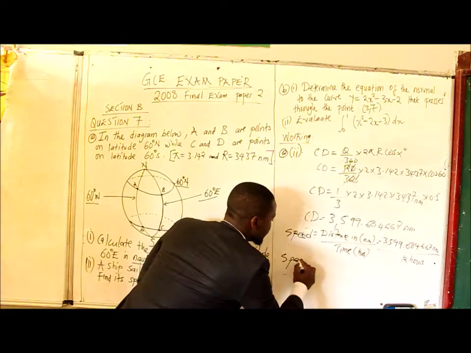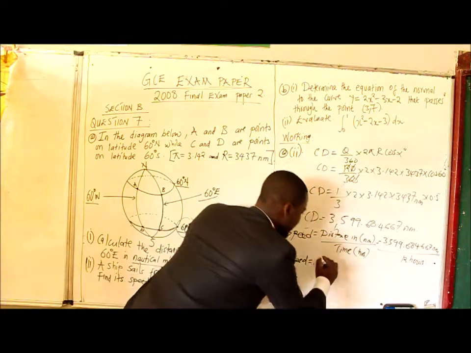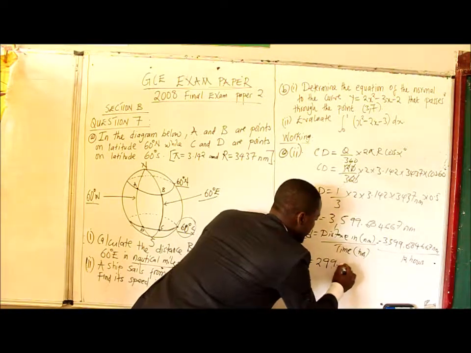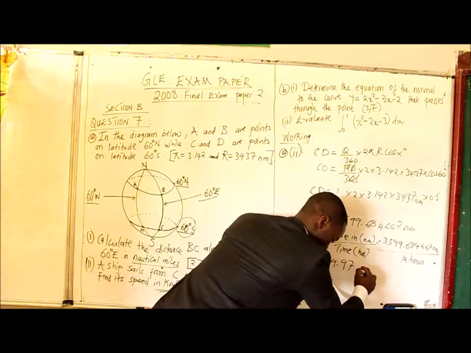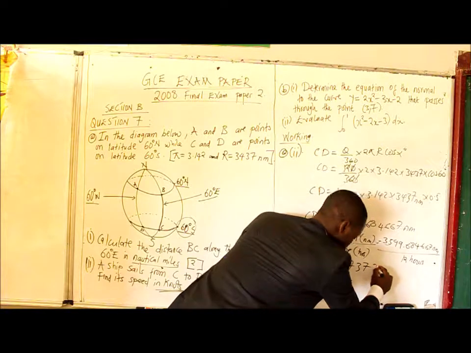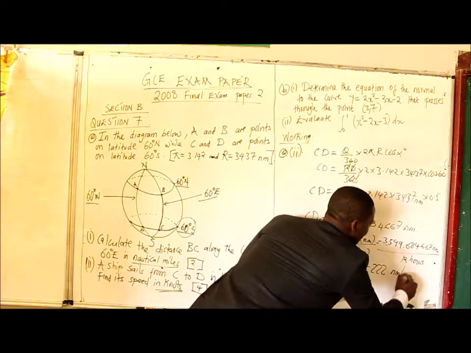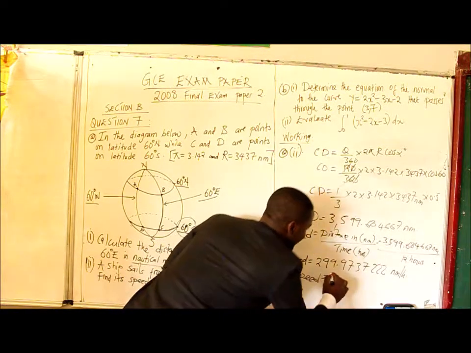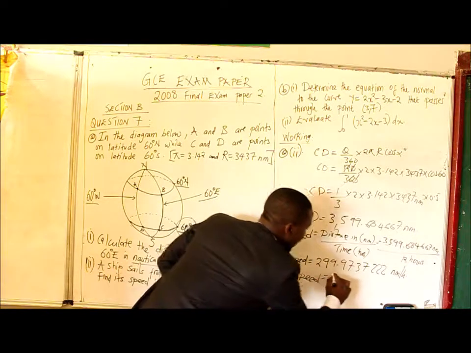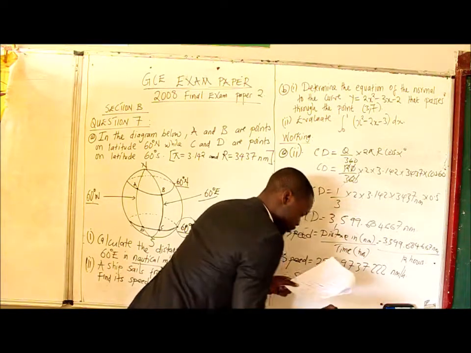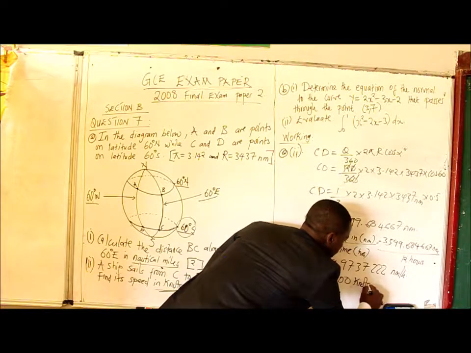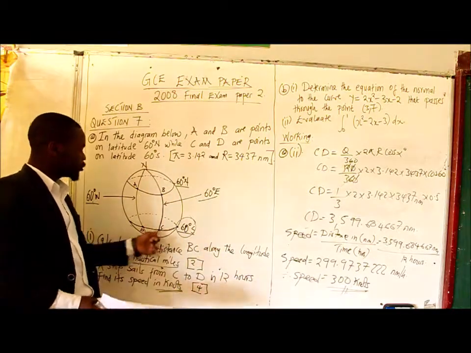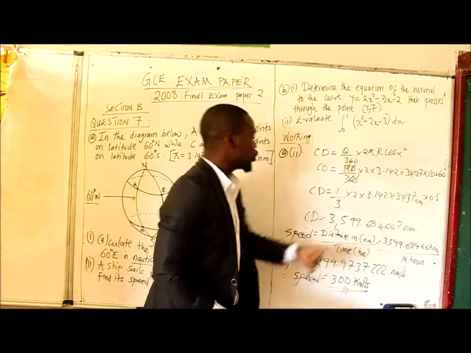Our answer will be speed is equal to 299.973722 nautical miles per hour. Therefore, to the nearest whole number, our speed is 300 nautical miles per hour, which is knots. So we have calculated the speed from C to D to be 300 knots.